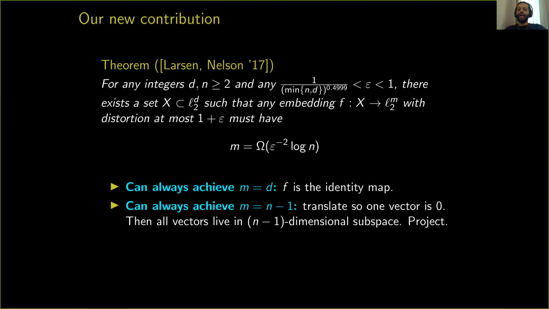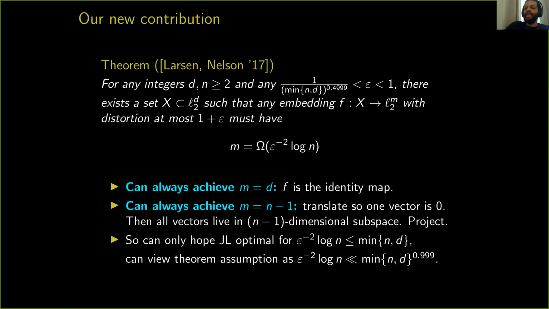Now, you might wonder why I have this range requirement on epsilon, that epsilon is not too small. Notice that I can always embed in dimension d with no distortion via the identity map, and I can also always embed into dimension n with no distortion either, because my n vectors span at most an n-dimensional subspace of Euclidean space. In fact, I can translate them so that one of them is the 0 vector, and now they span an n-1 dimensional subspace.